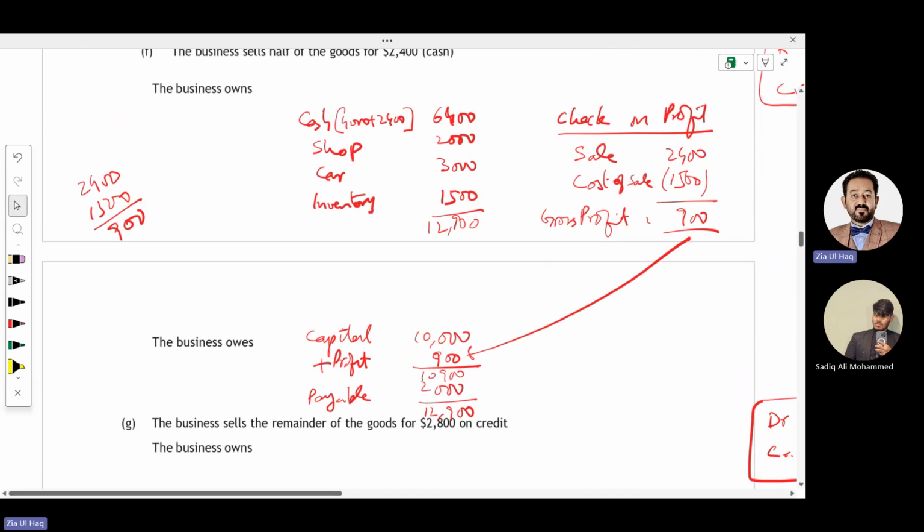Okay. Now we are having cash 6,400, shop of 2,000, car of 3,000, inventory of 1,500. Capital including profit is 10,900 and payables of 2,000.